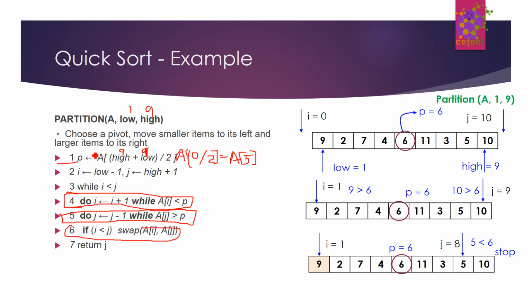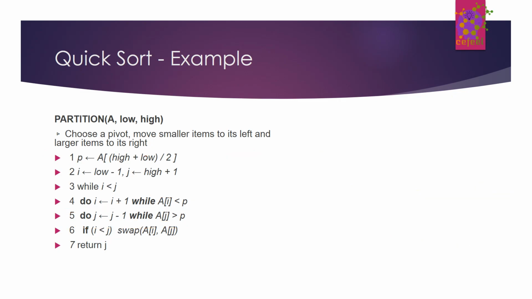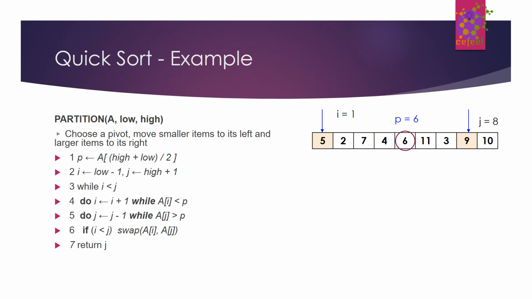In step 6, what happens? We first check if i is less than j. i is definitely less than j because i is 1 and j is 8. So we have already found two elements that are out of order, and we can just exchange them. So we swap those elements as we have in step 6, swap A[i] and A[j]. What will happen is that once we swap, these are the values that we have, 5 and 9 are swapped, and we are done with step 6.